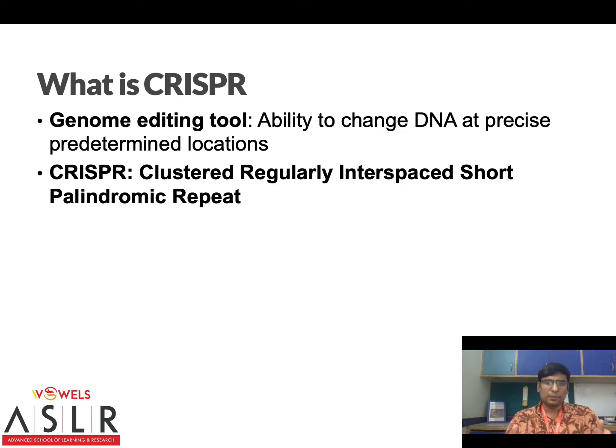And what is CRISPR? CRISPR stands for clustered, regularly interspaced, short palindromic repeats. So what does it mean? That means it's a short DNA sequence. It's usually 23 base pairs. These are clustered in the genome, but they are regularly interspaced and they are palindromic in nature. That means reading from the left to right or right to left gives you the same result.